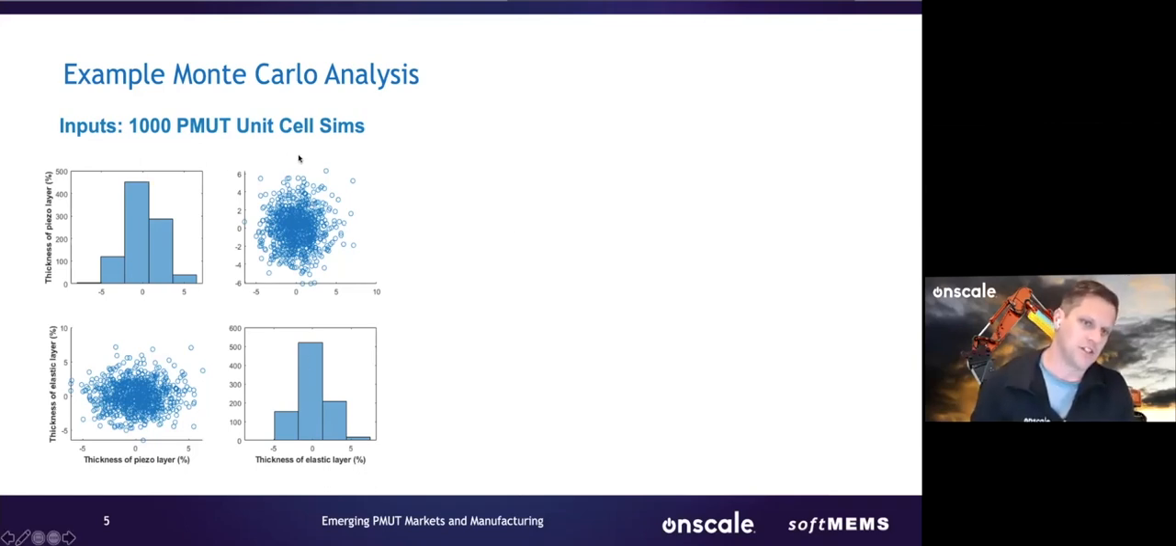So this is just a simple study where we took 1,000 different variations of that single PMUT unit cell, so single diameter, but we varied things like the diameter tolerance, the thicknesses of various layers, et cetera. And then we just plotted the results. So this is actually our inputs. Our inputs were the thickness of a piezo layer and thickness of the elastic layer. And then this is the population that we simulated. You can see that we've got a pretty nice distribution in both of these different parameters.